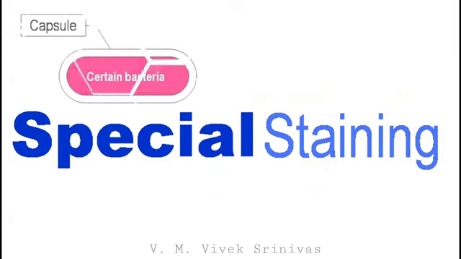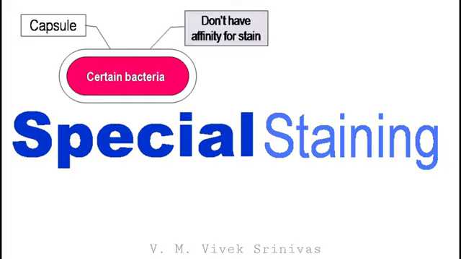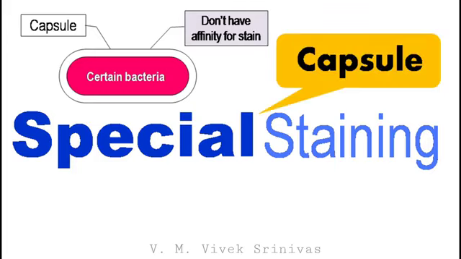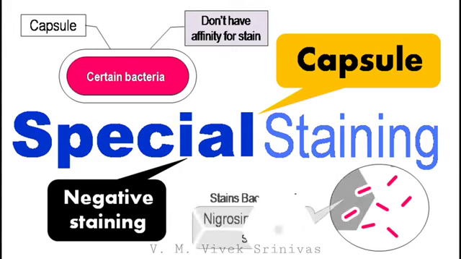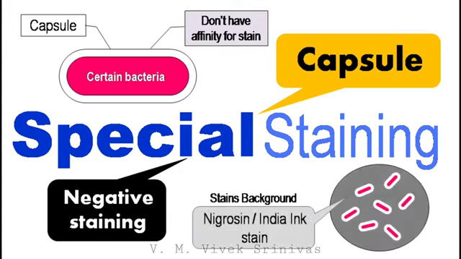Certain bacteria possess the capsule over the cell wall. This capsule does not have affinity for the stain. So, the capsule can be demonstrated by the negative staining technique. Here, the backgrounds are stained by using the Nigrosin or by the India ink stain. So, they are called as the negative staining.